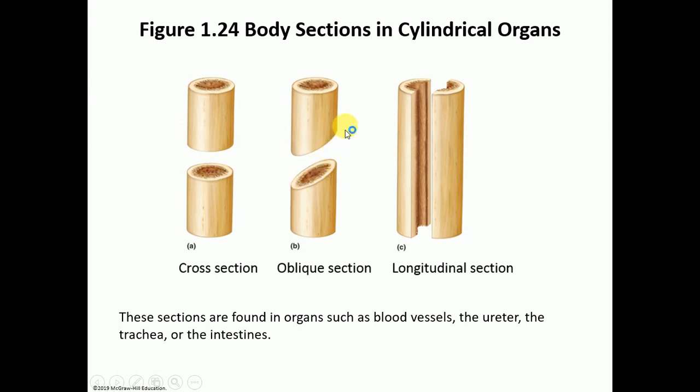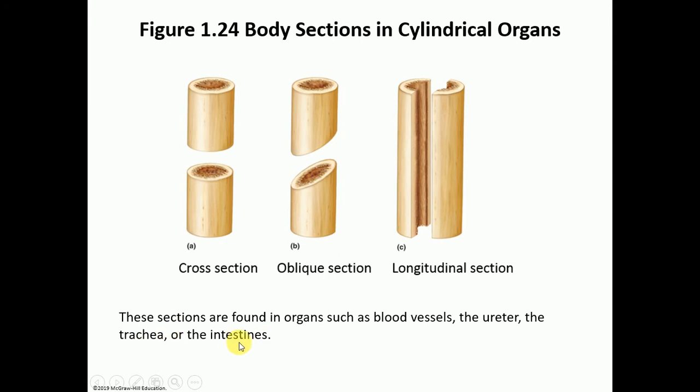So you can use these sections in blood vessels, the ureter, which is the organ that takes the urine from the kidneys to the bladder. It can also be used for the trachea or the intestine. So anything that looks like a cylinder, we could use these body sections in order to visualize them when needed.